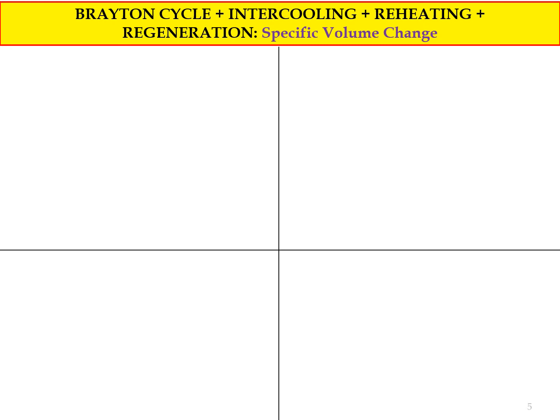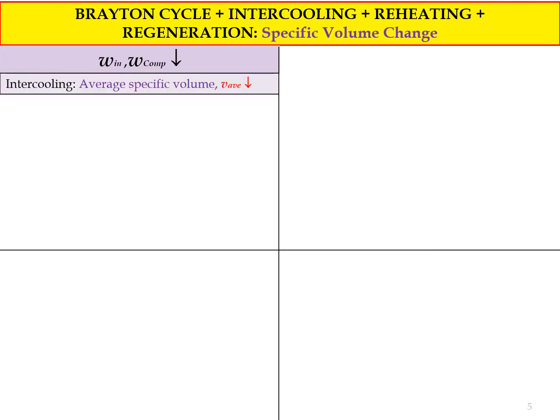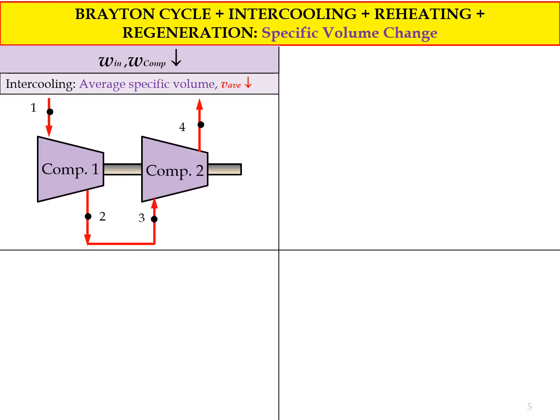Brayton cycle with intercooling, reheating, regeneration, specific volume change. I already explained in the previous slide about the specific volume change for the compressor and turbine work. So here I'm going to explain the scenario behind it. With intercooling, the average specific volume will decrease. So this is compressor 1 and compressor 2.